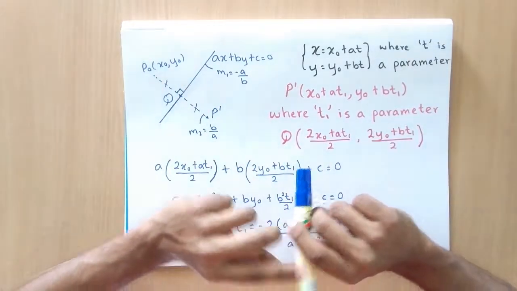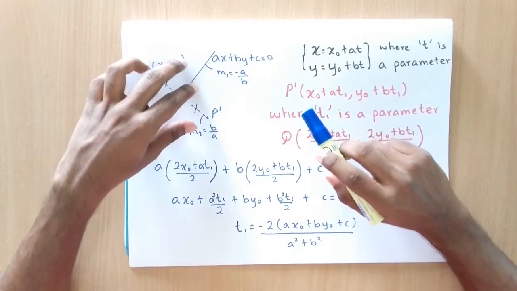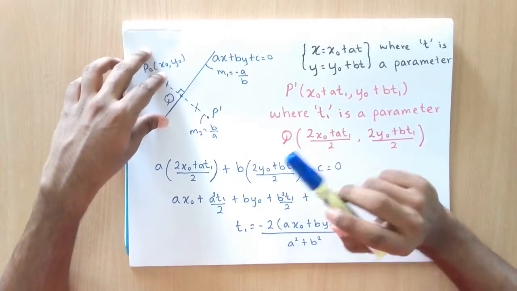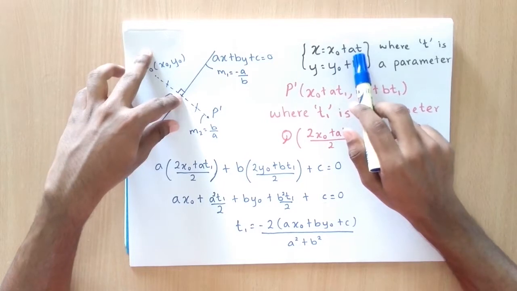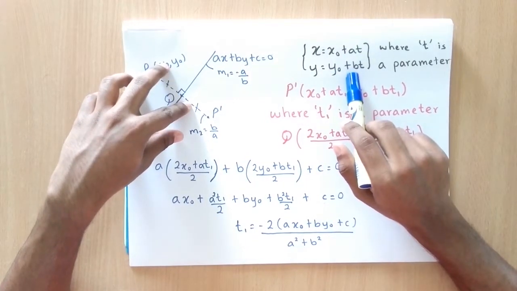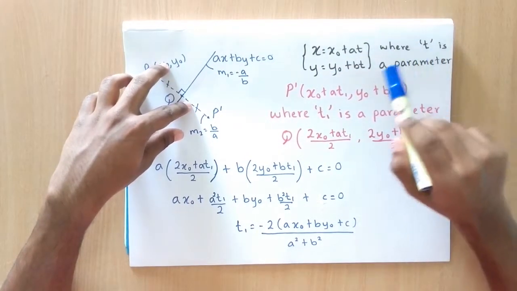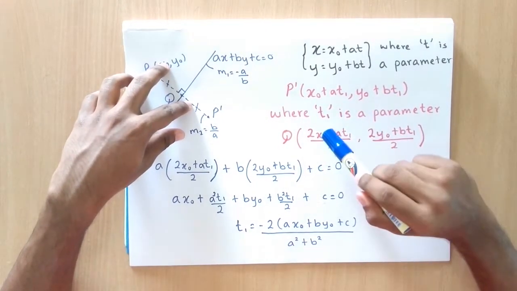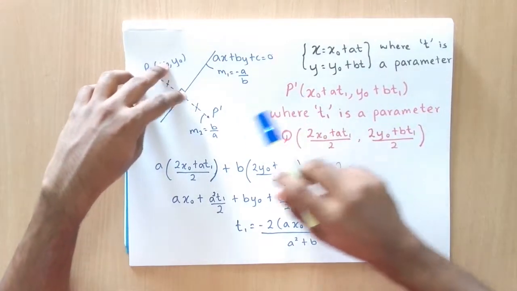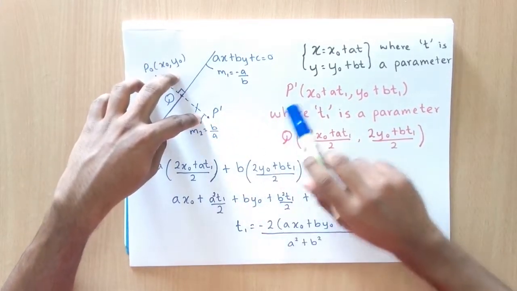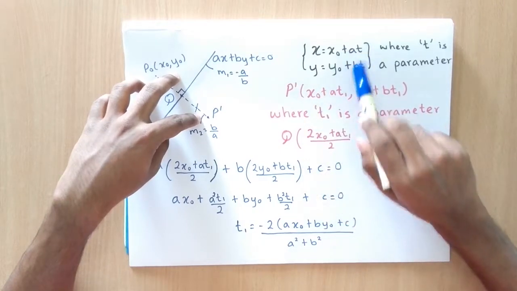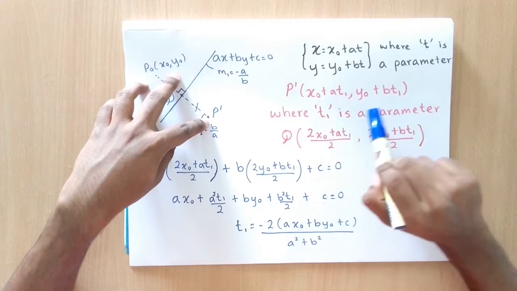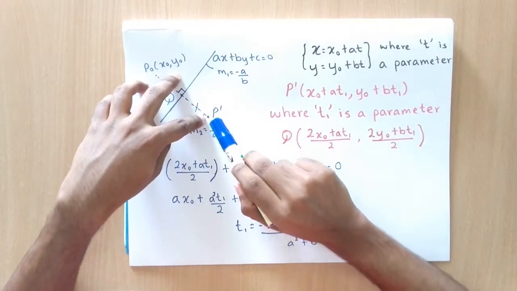So using the parametric form that we learned before, we can find the coordinates of any point on this straight line as x equals x0 plus at and y equals y0 plus bt, where t is a parameter. Click this info card to learn how to get this parametric form. So the coordinates of the image P dash can be given as x0 plus at1 and y0 plus bt1, where t1 is the parametric value at P dash.